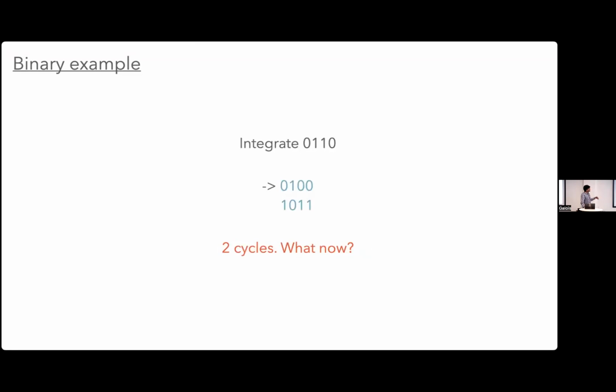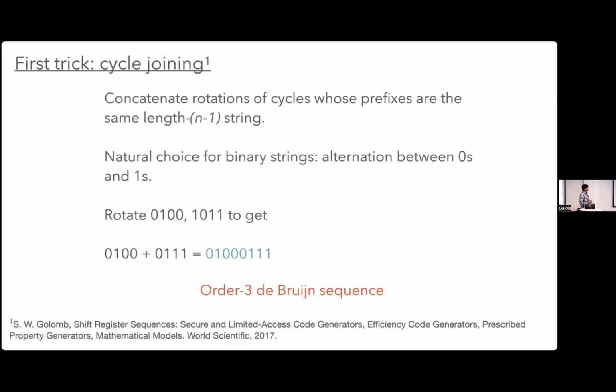Now, integrate 0, 1, 1, 0. Well, if I start with the integration constant 0, I'll get the result 0, 1, 0, 0. But if I start with the integration constant 1, I'll get 1, 0, 1, 1, its complement. Now this is 2 cycles. This isn't a de Bruijn sequence, so what are we supposed to do now? And the answer is this first trick, which is cycle joining.